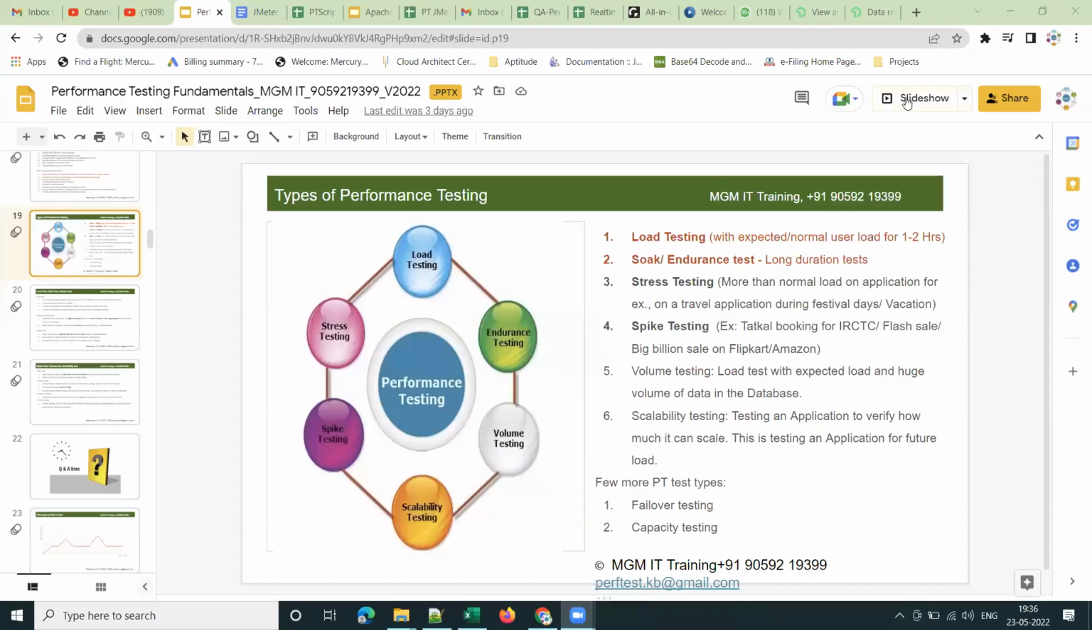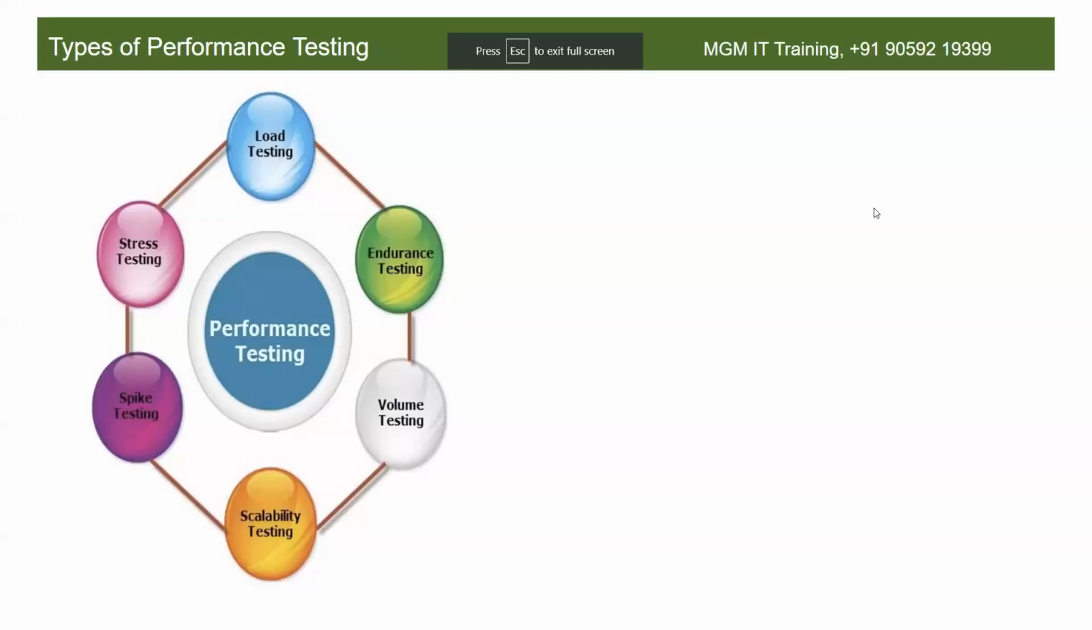These are the different types of performance testing. So I am using this logo as my WhatsApp group photo, right? Group DP pic, right?